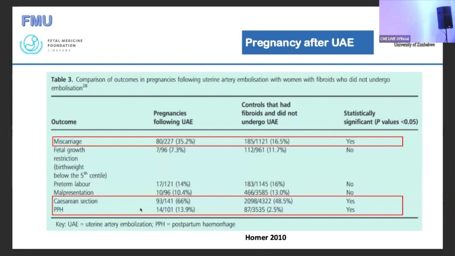Other findings that were statistically significant were an increase in the cesarean section rate and increase in PPH following uterine artery embolization before pregnancy. There were no statistically significant differences in fetal growth restriction, birth weight, preterm labor, and malpresentation.